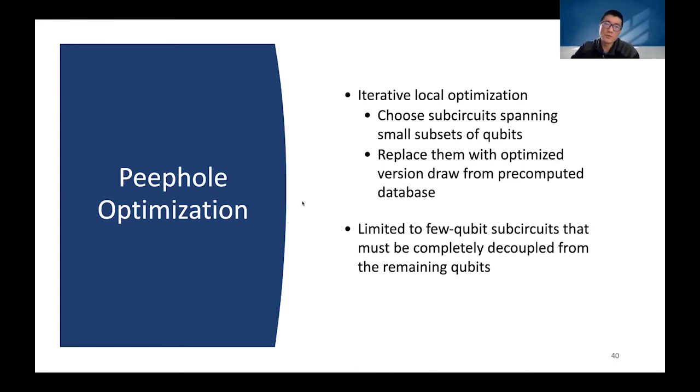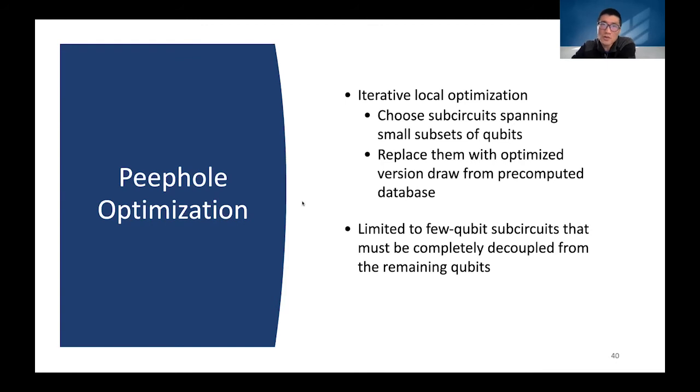For folks who are not familiar with what peephole optimization is about, it's also an iterative optimization. In this case, an iterative local optimization technique, which basically at each iteration chooses a subcircuit spanning a very small subset of qubits, and then replaces this chosen substructure with an optimized version drawn from a pre-computed database.